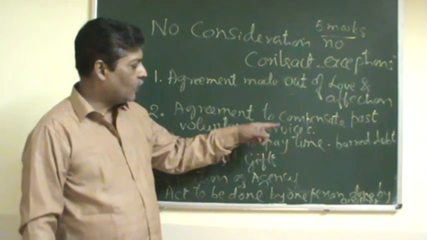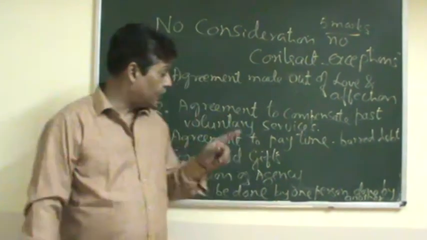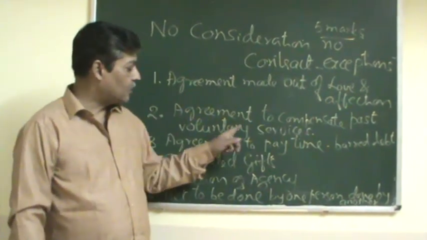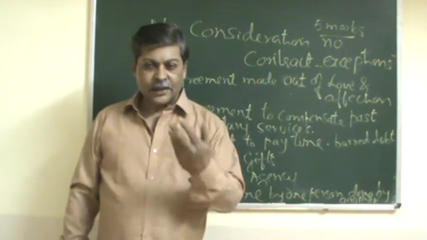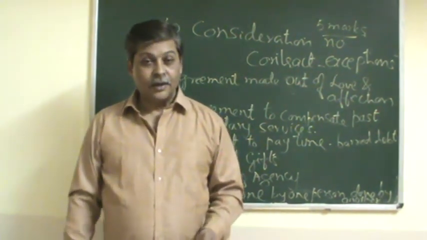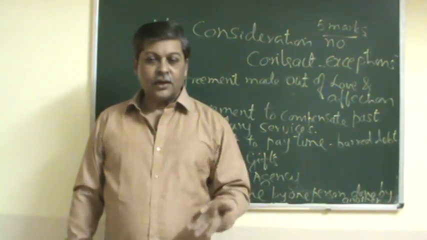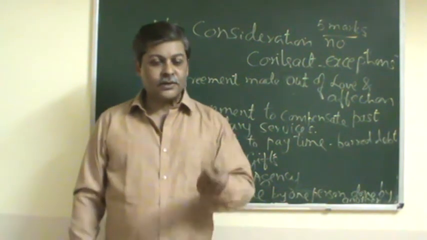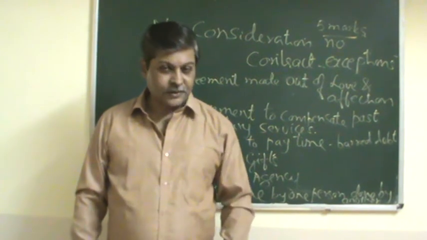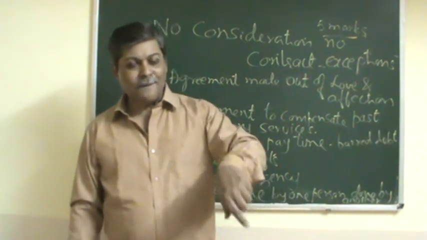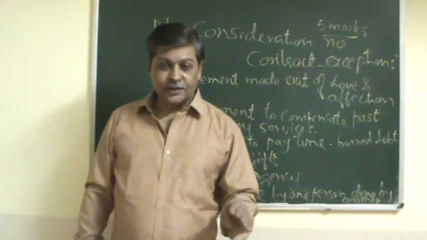Second one, agreement to compensate past voluntary services. Compensate past voluntary service. So, if a person has rendered some service to another, it should be voluntary service. It is not on the call of the person to whom the service is rendered. It is voluntary, that person renders the service. And any agreement to compensate it, then it is valid, though there is no consideration.